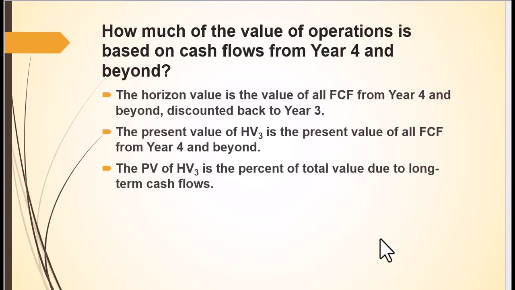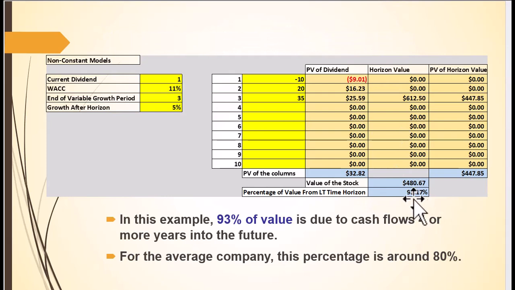So there's a question about this, right? So how much of this value comes from the future, right? How much of the value comes from after year 3? So the horizon value is from year 4 beyond, discounted obviously back to year 3. So in this case, what is the percent of total value due to long-term cash flows? So if you look, when we calculate this down here, 93.7% of the value of this 48 comes from this future value.